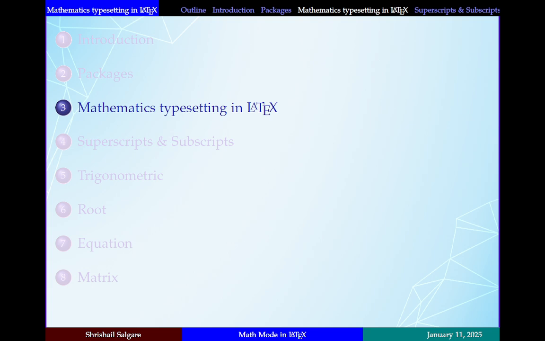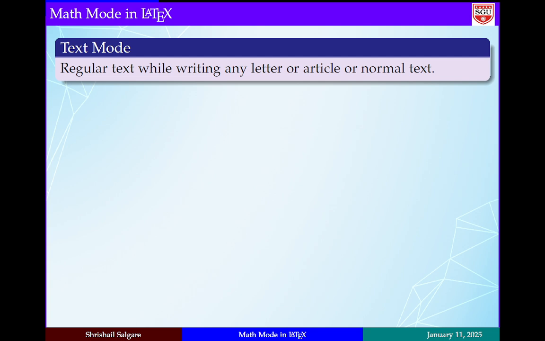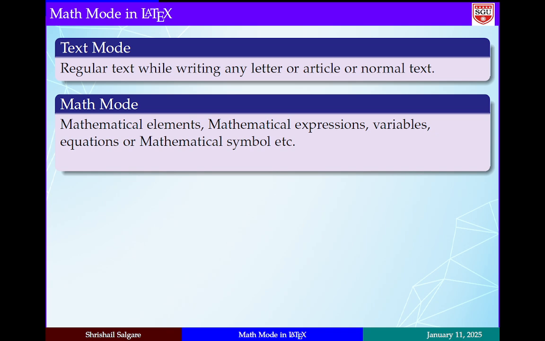Now, mathematical typesetting in LaTeX. When we consider a document, it includes two types. One is text mode, which can be generated through our keyboard. Whatever characters are available on a keyboard, we can directly type, and that can be included in the document. We call that text mode. And the second one is math mode, that includes mathematical expressions, mathematical elements, variables, equations, or mathematical symbols.